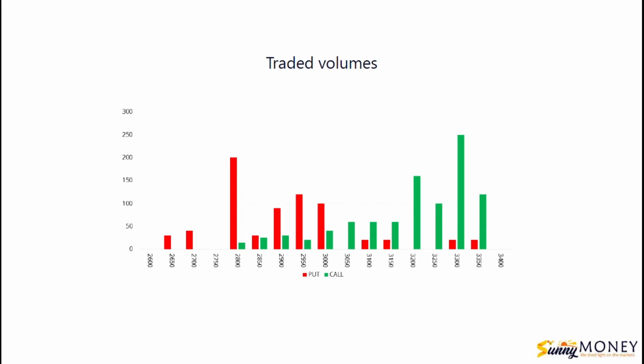But at the end of the day, this volume could have increased, decreased, or not affected the overall risk at all. In this chart you can see the amount of contracts traded in a day on puts and calls at the different strikes. Put in red and call in green.